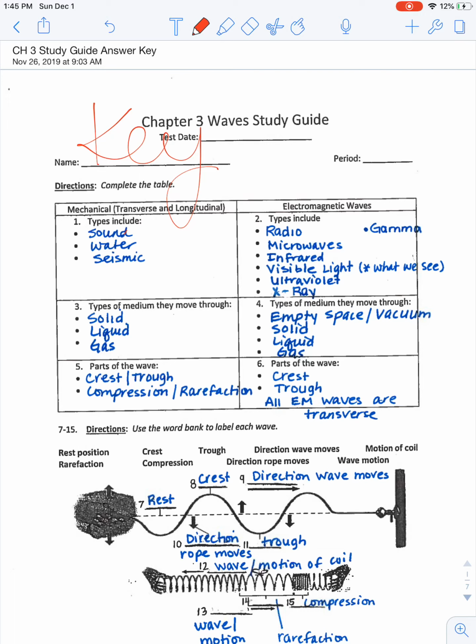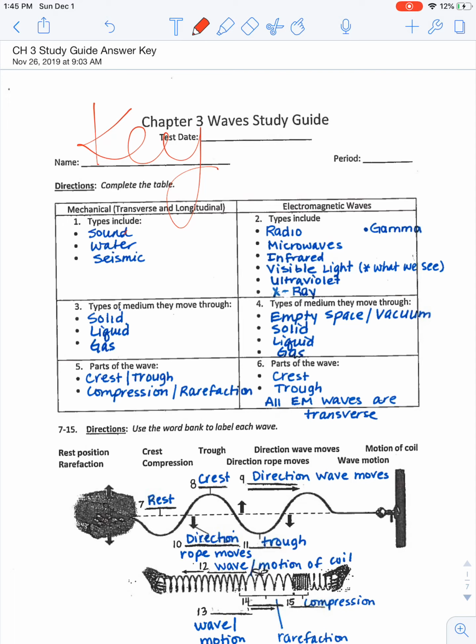So you can see right here where it says to complete this table with the mechanical waves. So we've got transverse and longitudinal are both mechanical waves. And the types include sound waves, water waves, and seismic waves. Those are our three types of mechanical waves. Then electromagnetic waves are going to include anything that falls on that electromagnetic spectrum. We've got radio waves, microwaves, infrared, visible light, which is our red, orange, yellow, green, blue, indigo, and violet, ultraviolet, X-ray, and gamma.